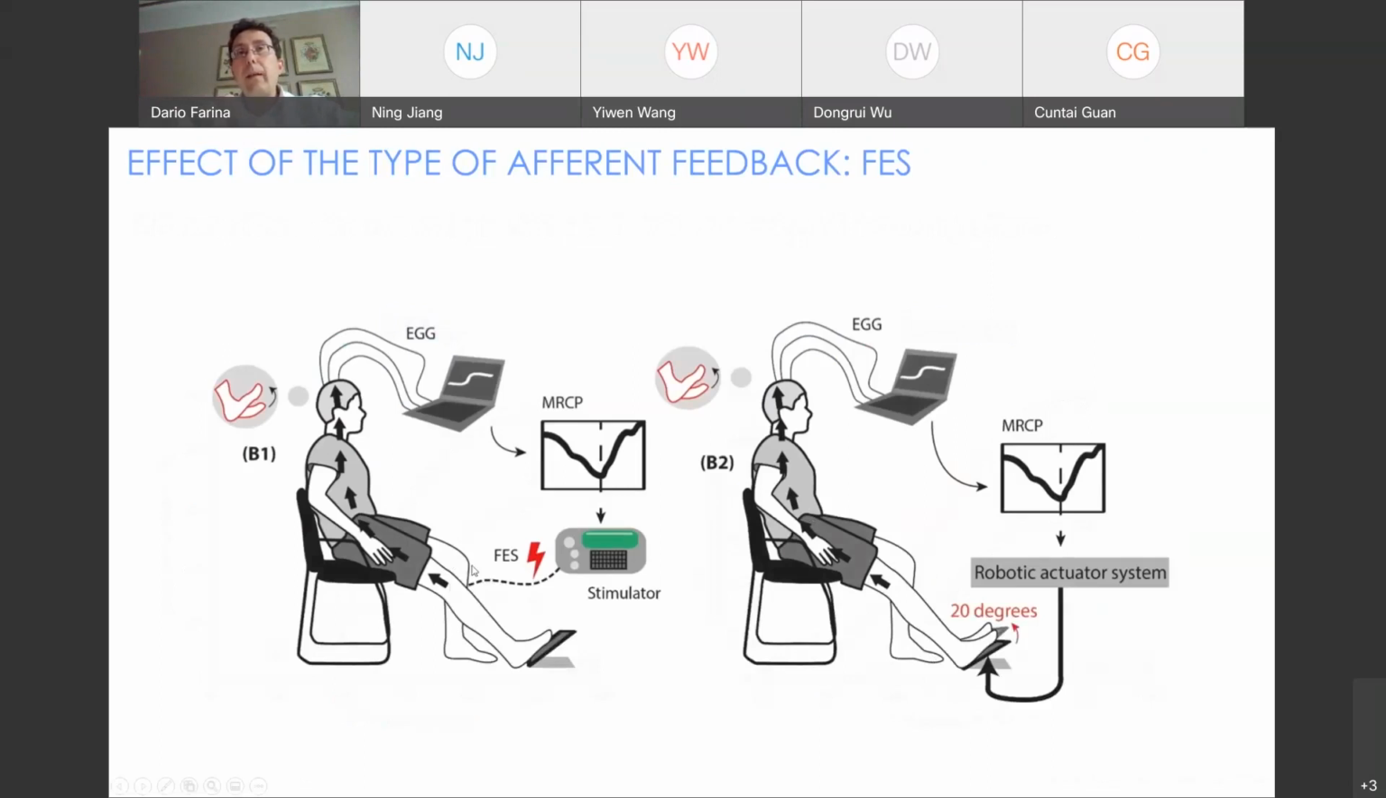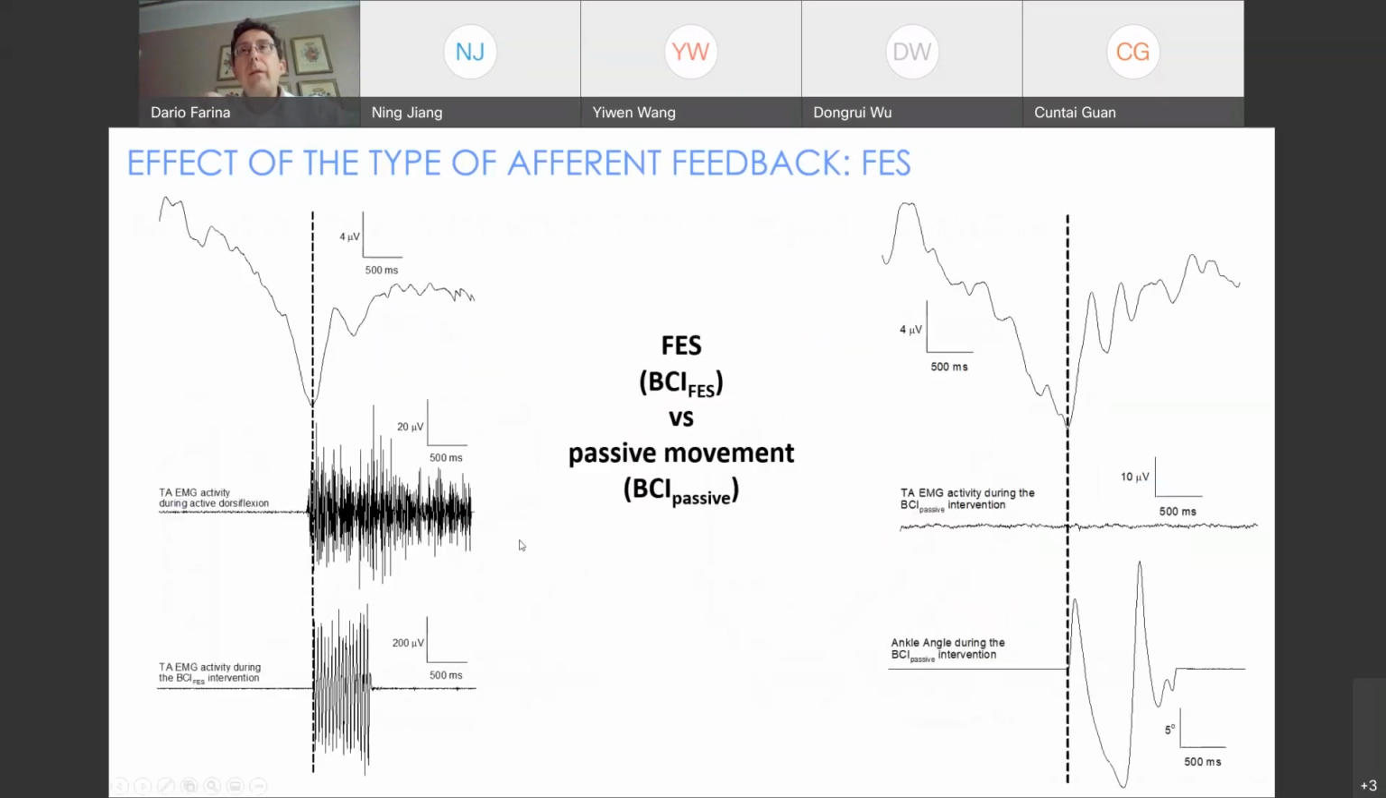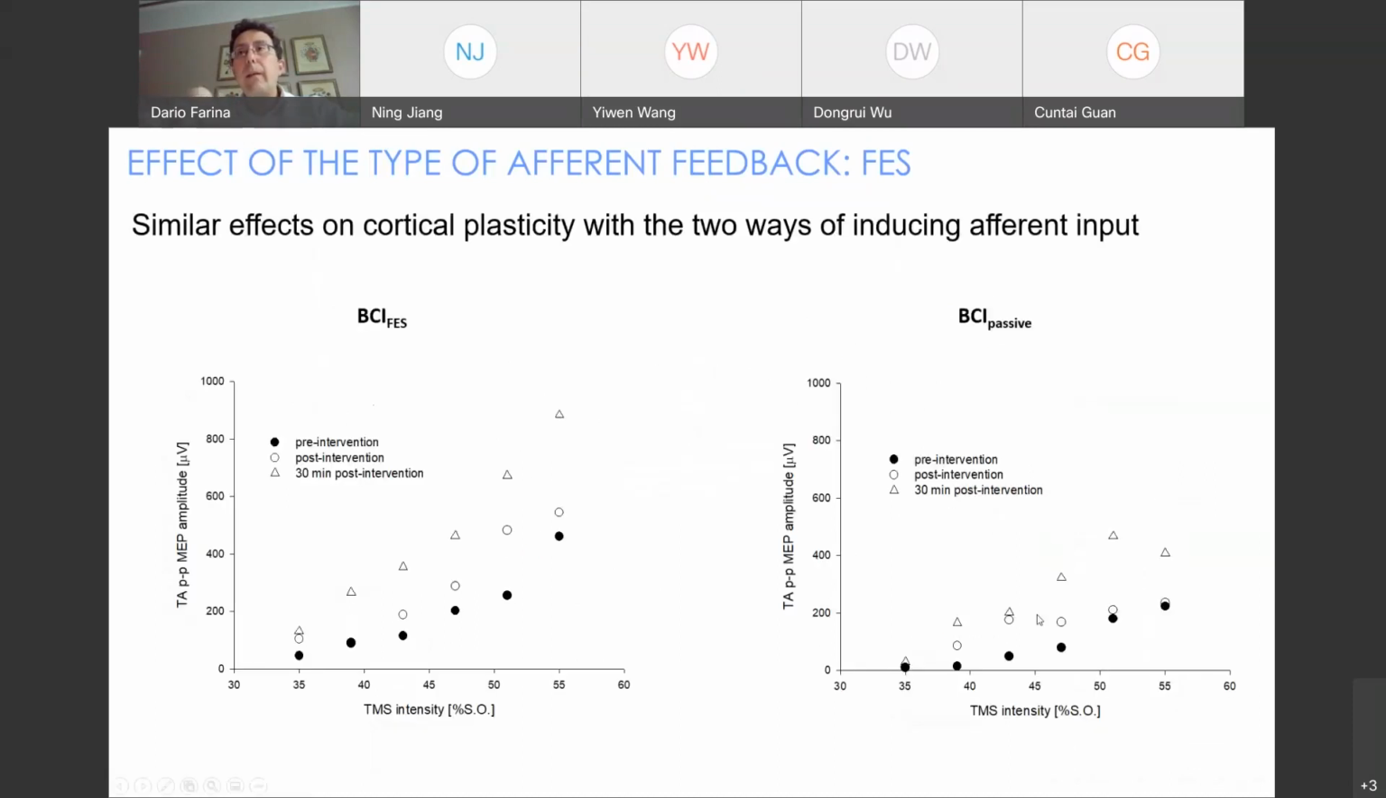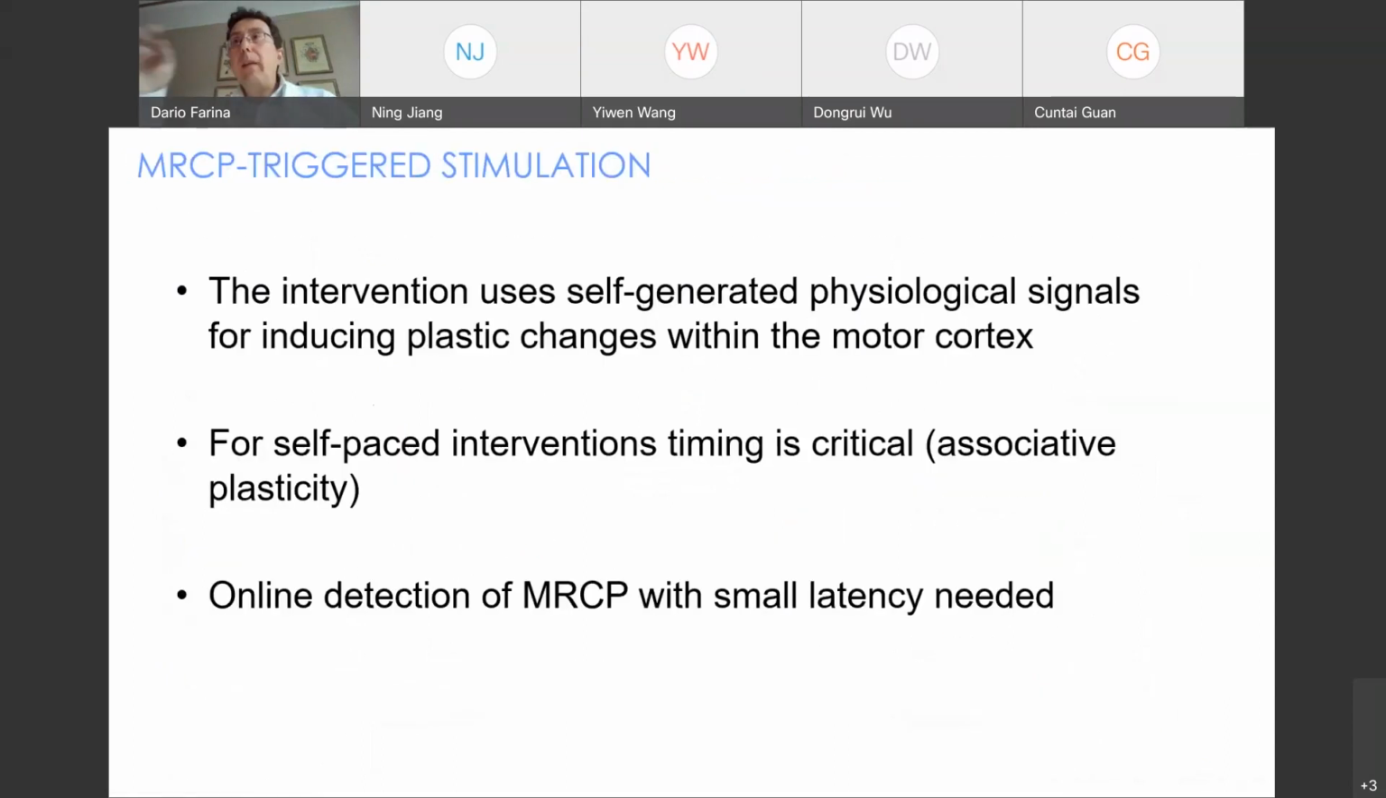So basically functional electrical stimulation, moving the foot electrically. And again, here you can see the differences between these interventions. Again, we have an increase in excitability, which is consistent across the modality of eliciting afferent feedback as long as the timing is precise.